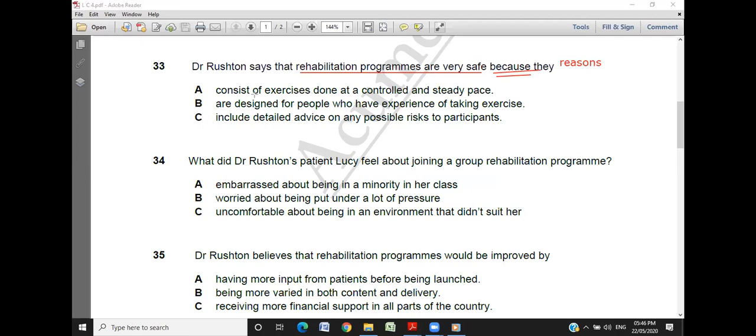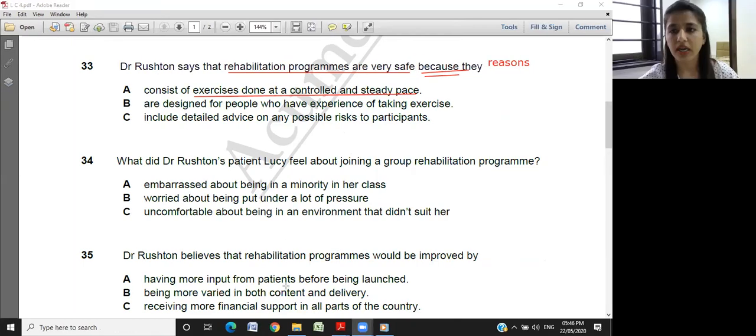So here it says the exercises are done at a controlled and steady pace. So they are not very vigorous exercises. They are controlled and done at a steady pace. They are designed for people who have experience of taking exercise. So this means they do not include novice people, right? Those who are new. And include detailed advice on any possible risks.